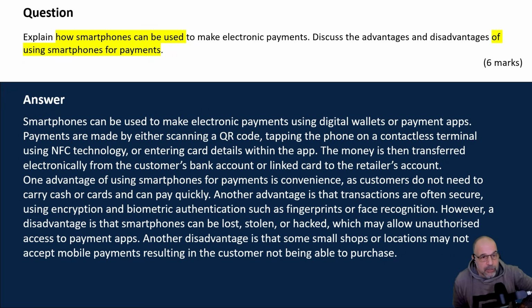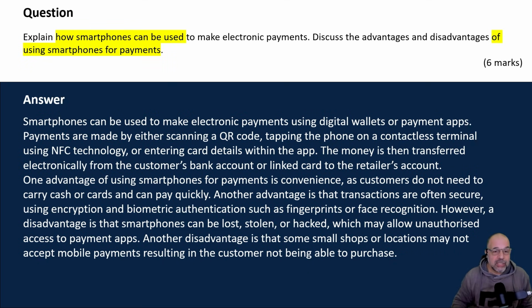It says here smartphones can be used to make electronic payments using digital wallets or payment applications. Payments are made by either scanning a QR code, tapping the phone on a contactless terminal using NFC technology, or entering card details within the app. Now, this basically means if you want to make a payment, you can use your bank's application. You can sign into it using some kind of biometric. You can choose the payment option and choose to scan a QR code. And once it's scanned the QR code, you can make the payment.